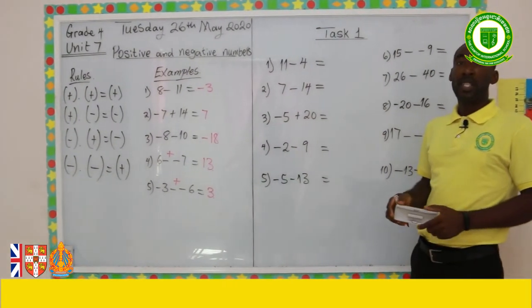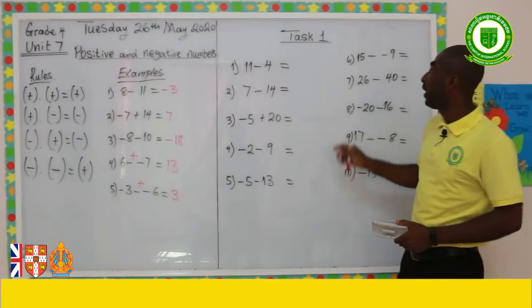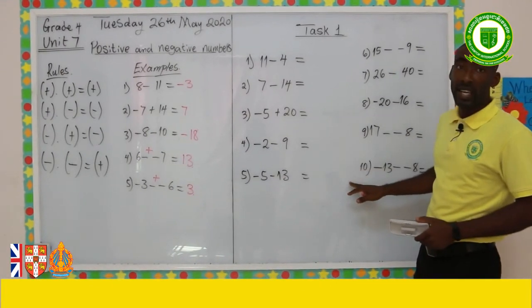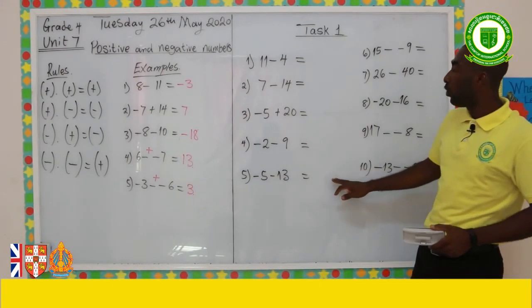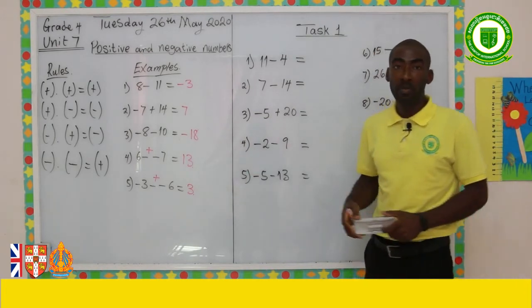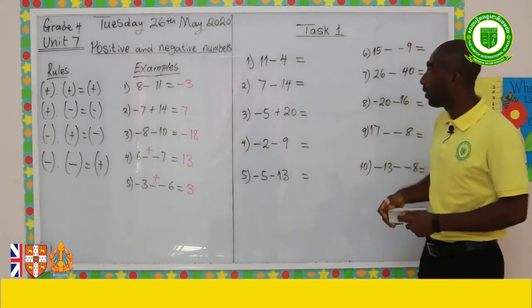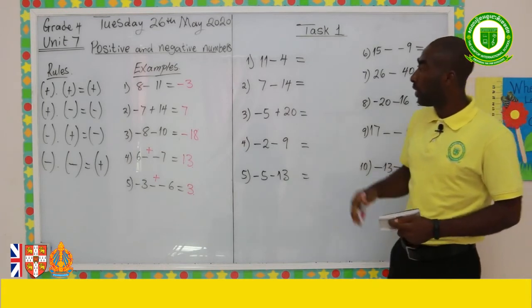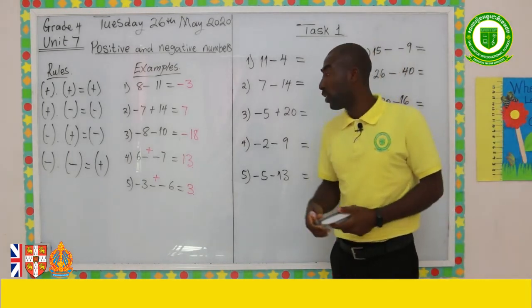We will go to our task 1 for the day. We have 10 exercises or 10 questions that you have to try your hands on to understand your positive and negative numbers, okay? So make sure you do this one correctly and you post and I check for you.